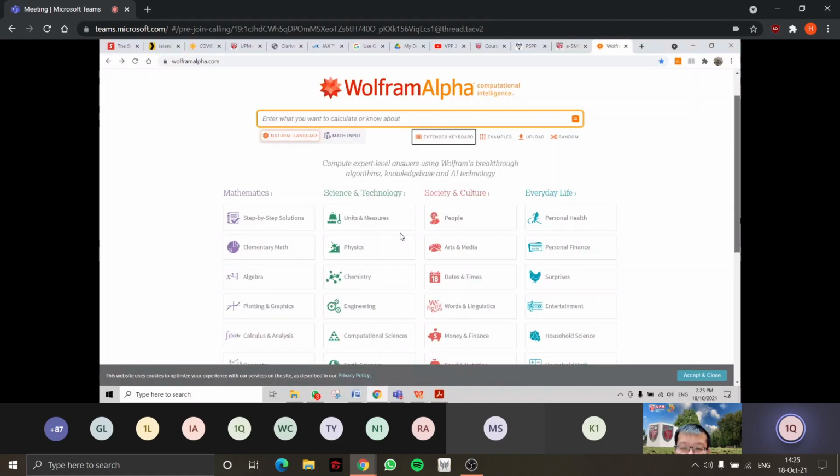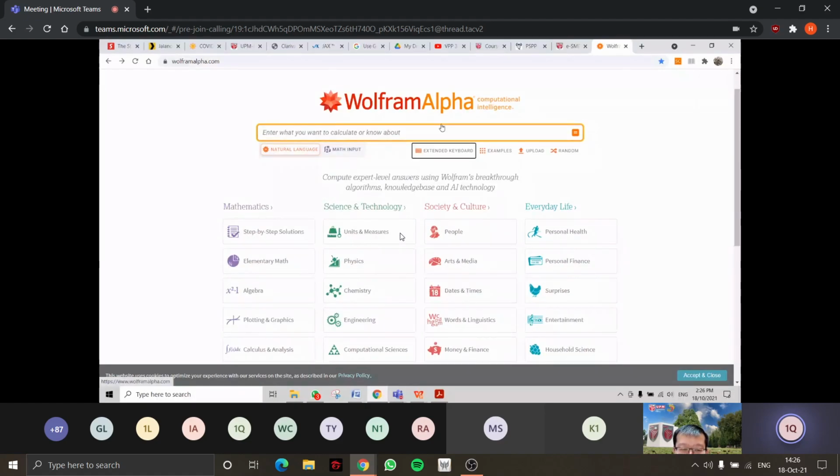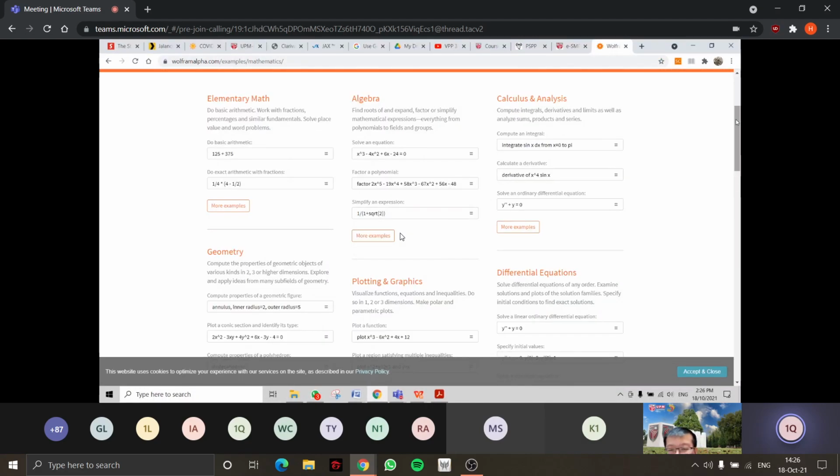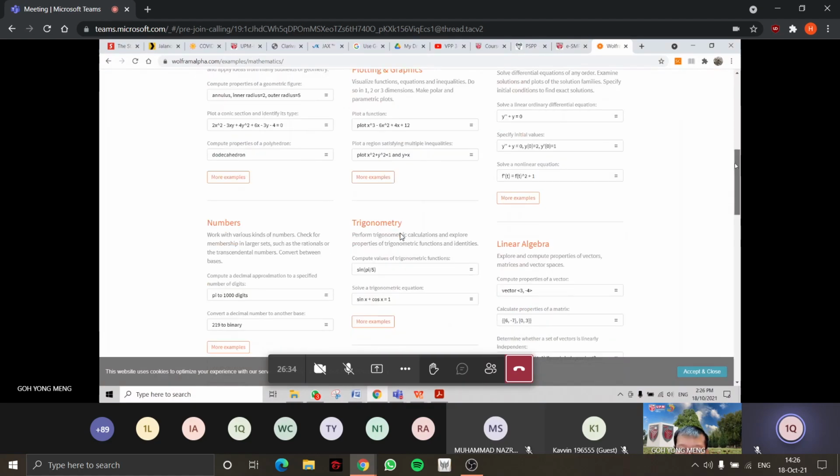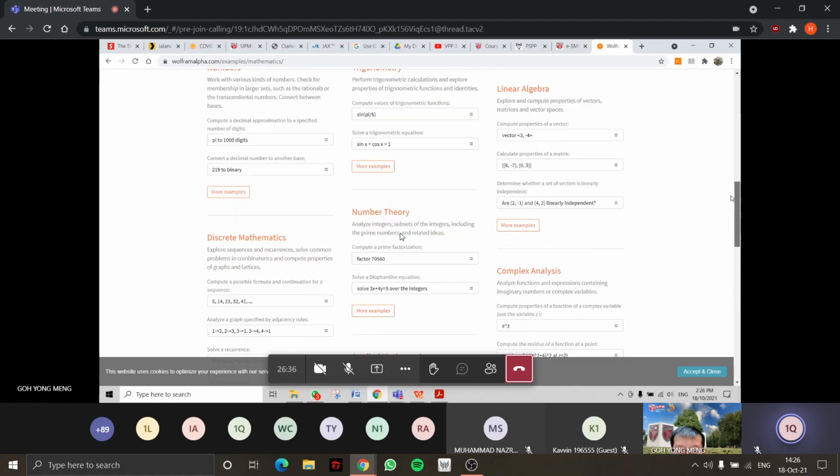Wolfram Alpha, they call themselves computational intelligence. So if you go to mathematics and statistics, you can do a lot of things with it. You can solve algebra, calculus, plotting and graphics, geometry. I guess in the old days, if you have access to this website, you can practically solve your algebraic equations and your calculus and analysis. You can even ask for step-by-step solutions and so on and so forth. Trigonometry, linear algebra, all this.